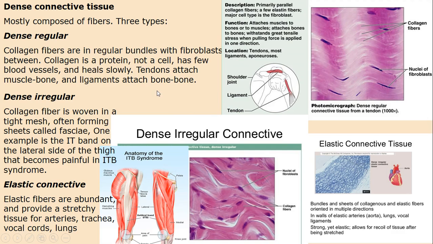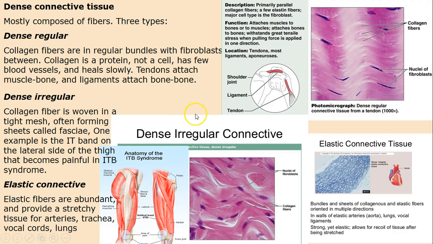Collagen's a protein, so it heals slowly because it doesn't have its own blood vessels. And that is why when we injure a joint, a shoulder, a knee, a hip, it takes a long time to heal. The other, tendons, attach muscles to bone, and ligaments attach bone to bone.